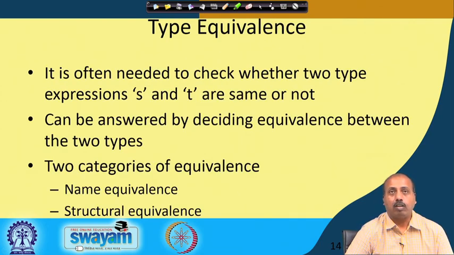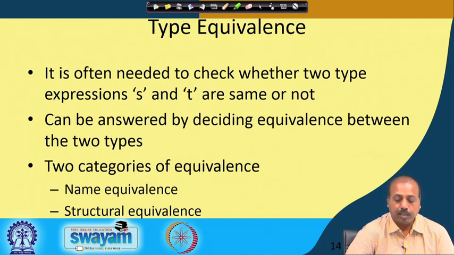Now, we can talk about type equivalency. Sometimes it is needed to check whether two types S and T are the same or not. We can answer this by deciding equivalency between the two types, and there can be two categories: one is called name equivalency, another is called structural equivalency. The equivalency check is necessary because many times, for an expression like x equal to y, x and y may apparently be of different types, but we want to see whether they are of some equivalent type or not.